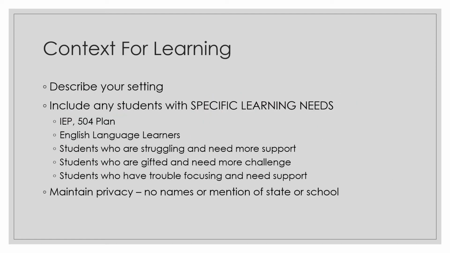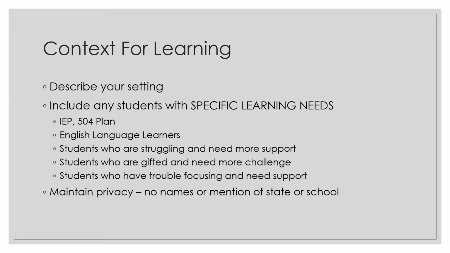The next step is to fill out the Context for Learning form. This form is used by edTPA just so that the scorers understand your setting and your background so that they can make sense of your lesson plans. So you're going to describe your setting, what kind of school you're working at, urban, rural, suburban, etc., how many kids you have, what your curriculum is, all those kind of questions. And then the next section is to describe any of the students you have with specific learning needs.